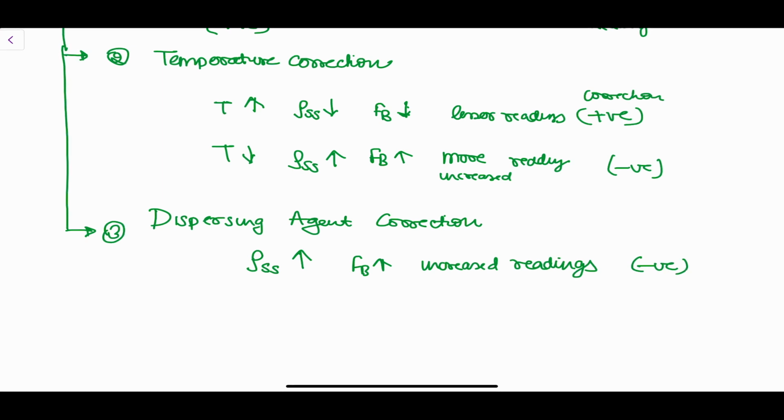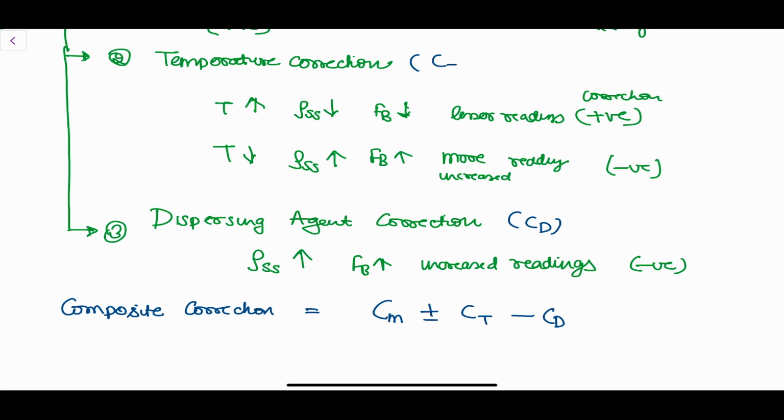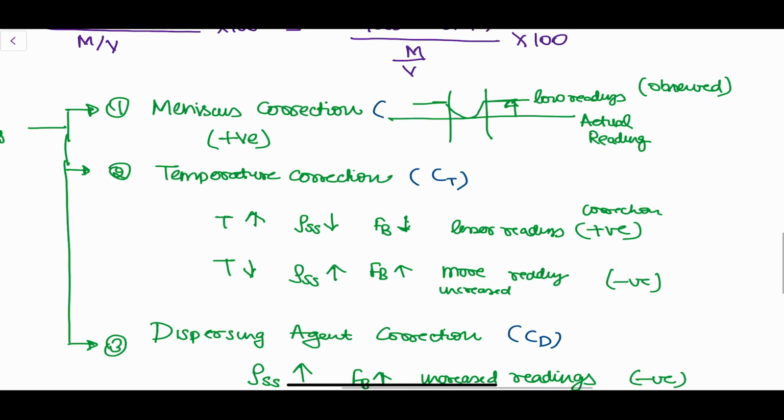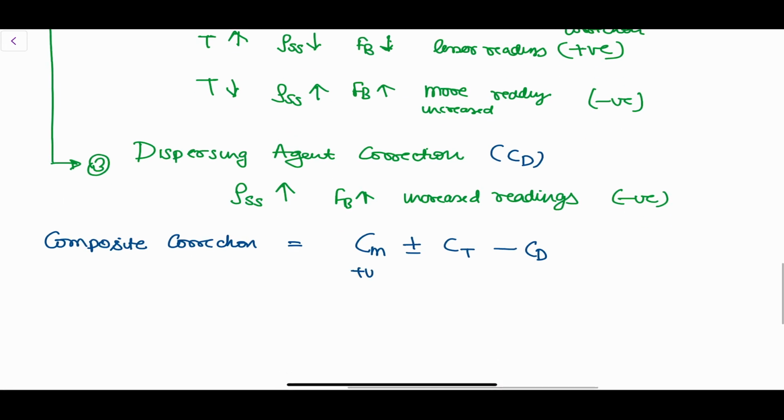So now I'll be talking about the composite correction, which will include all these above corrections. It will be equal to Cm plus or minus Ct minus Cd. This is dispersing agent correction, this is temperature correction, and this is meniscus correction. We know that meniscus correction is always positive. Temperature correction depends on temperature, maybe negative or maybe positive, and the dispersing agent correction is always negative.